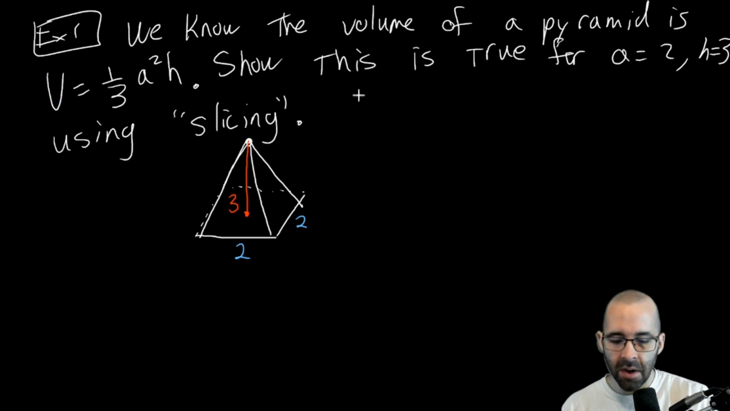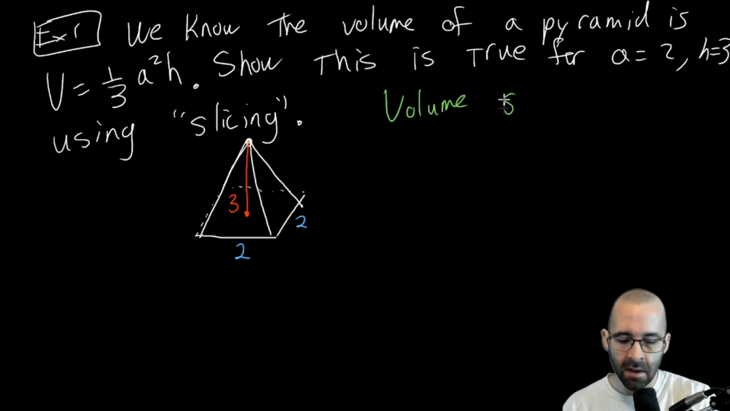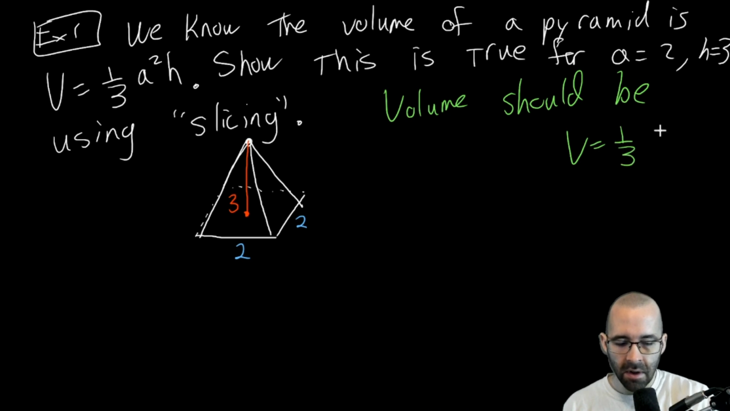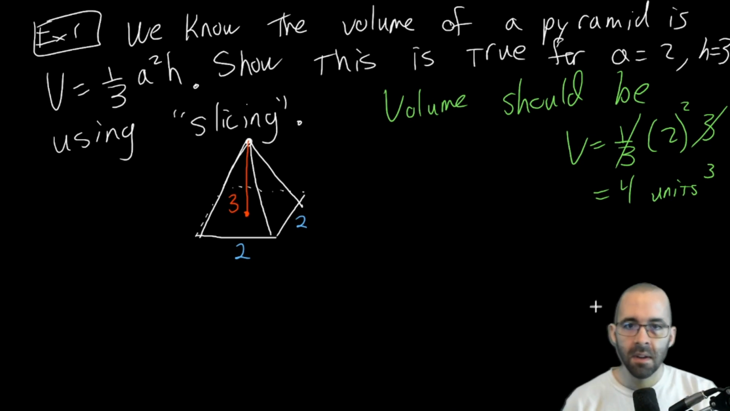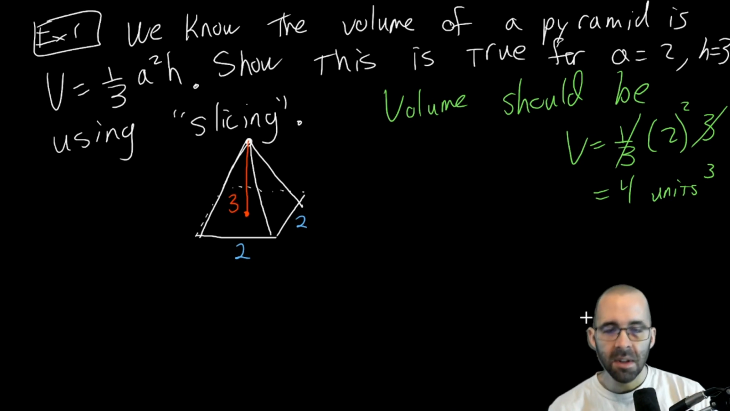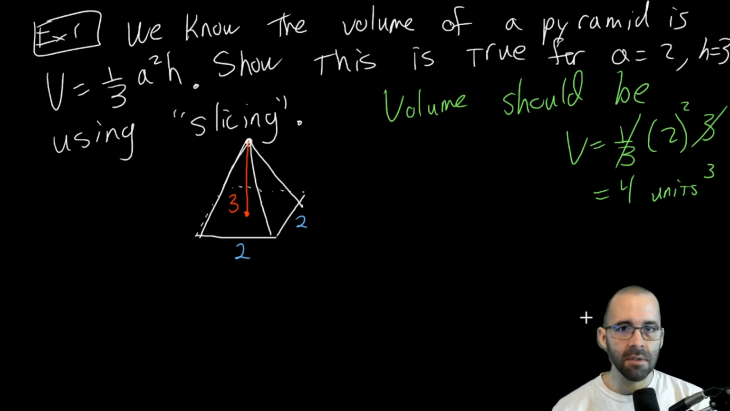So again, we know the volume should be 1/3. The base is 2 times the height is 3. The 3's cancel. It should be 4 units cubed. That should be the answer. Let's think about these with integrals. Again, I haven't formally introduced the method, just introducing what's going on.